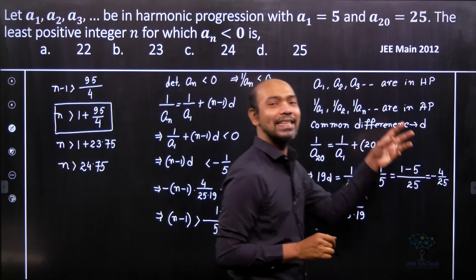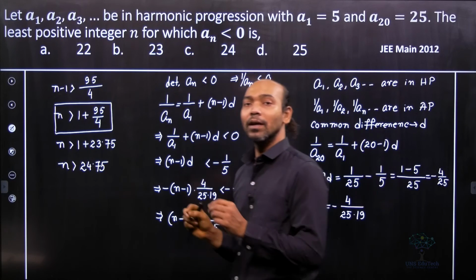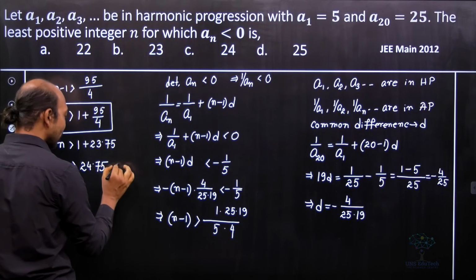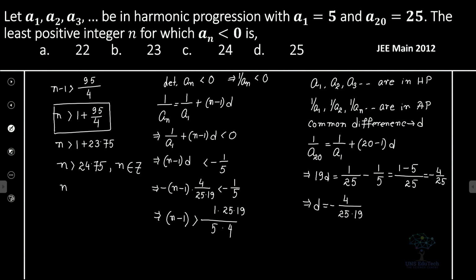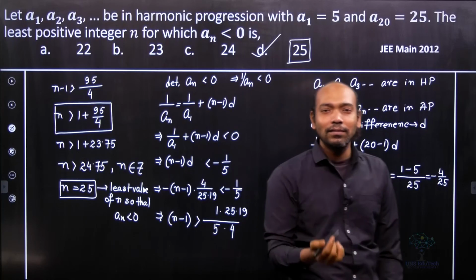But see that here all these n's represent the number of terms. So n is definitely an integer. Now, as n is an integer, the least value of n must be equal to 25. You have to remember that least value of n, so that AN is less than 0. So for this particular problem, obviously D is the correct choice. Hence, D is the correct answer.